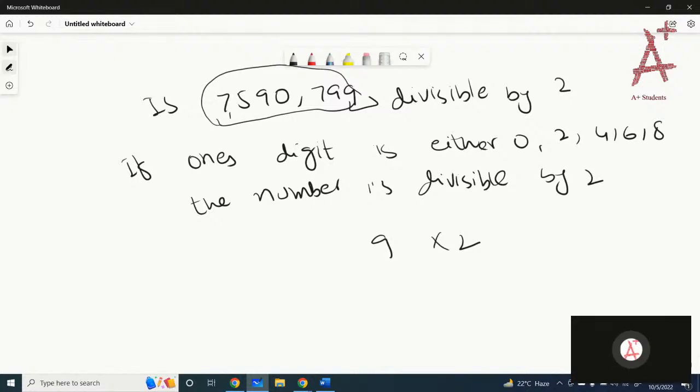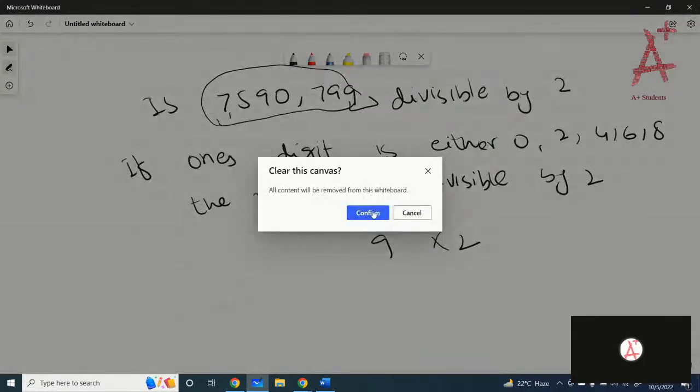If the ones digit is either 0, 2, 4, 6, or 8, the number is divisible by 2. So the ones digit for this number is 9. 9 is not divisible by 2. That means no, the number is not divisible by 2. Got it? Okay, let's do another example.